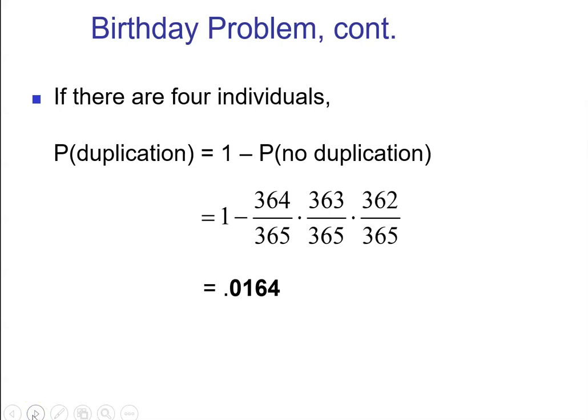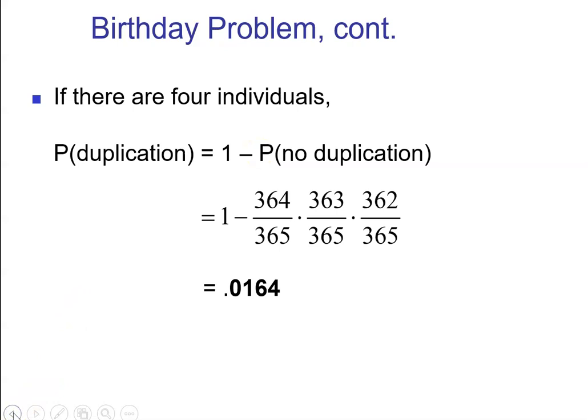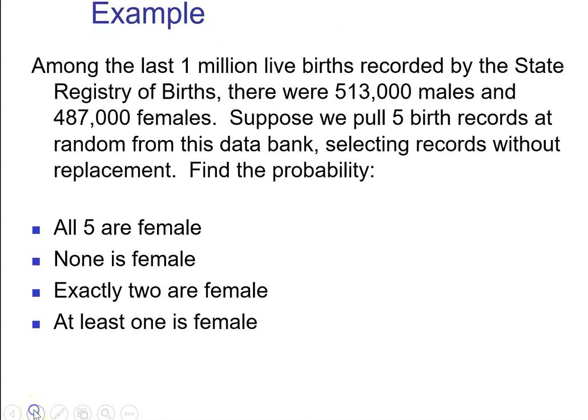If you notice, it's the exact same thing as 3, but we added the extra portion of 362 over 365. So again, we're taking out the date so there are no duplicates. If we keep going in this trend, the probability keeps increasing. You can see from this one here, 0.016, it increased. Keep going, 5, 6, 7, 8. When we get to 23, the probability is around 0.507. 22, I believe, is a little bit under, so when you get to 23, that is when it's about 50%.